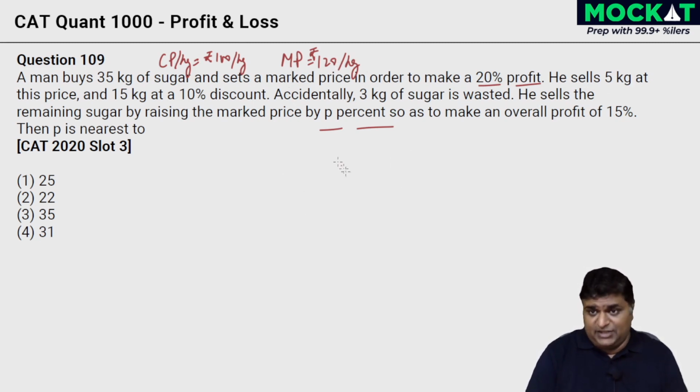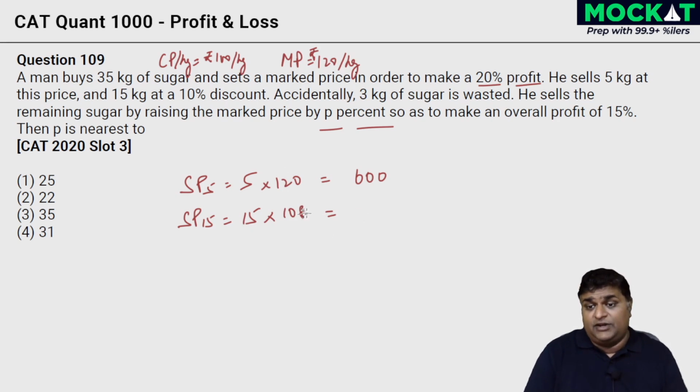Now he sells 5 kg at this price, which is the mark price. So selling price for 5 kg is going to be 5 into 120, which comes to 600. Great. And 15 kg at a 10% discount. And then another 15 kg over here, 15 into 10% is 12. 12 you subtract and you get 108. 15 into 108, divide by 2, multiply by 2, you get a 30 into 54. 3 into 54 over here is 162, 1620. Or you just use a calculator.